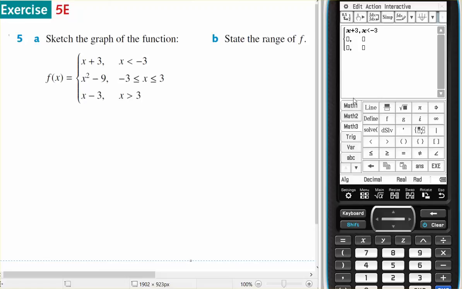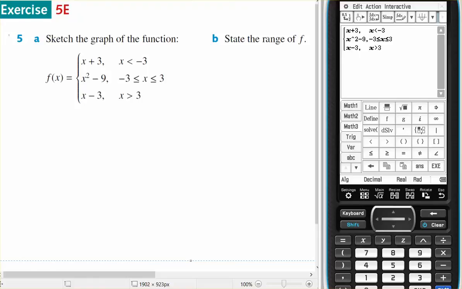And then I have x squared minus 9. And that's got a particular domain of negative 3, less than or equal to, because it didn't include negative 3 on the first equation. And that's less than or equal to 3, and the third one, it equals x minus 3, and it has a domain of x greater than 3.